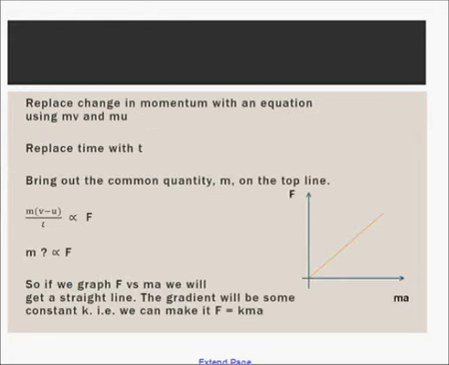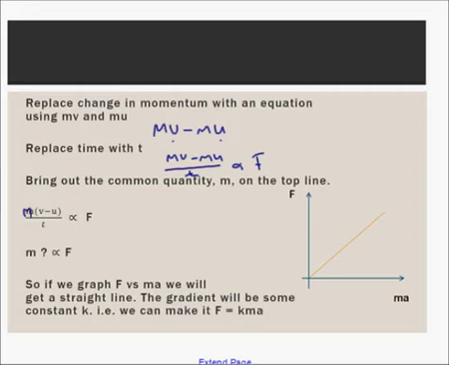If we carry on from there, we just replace the change of momentum with an equation using mv and mu. So mv minus mu is equal to change of momentum. V is final velocity, u is initial velocity. So we're doing final velocity times mass minus initial velocity times mass, that's final momentum minus initial momentum. And we're going to replace time in that equation with t. So you end up essentially with (mv minus mu) over t, and that's proportional to force.